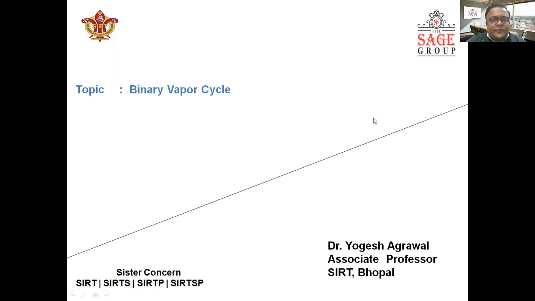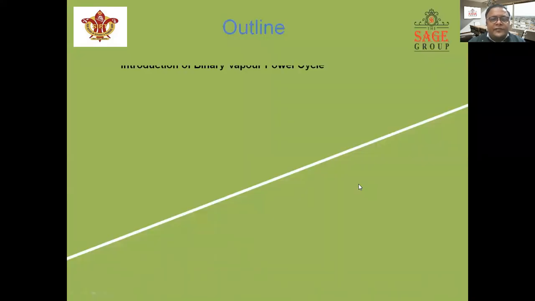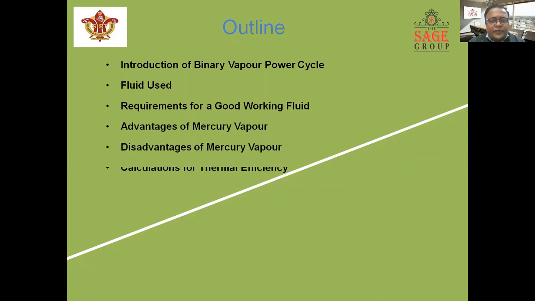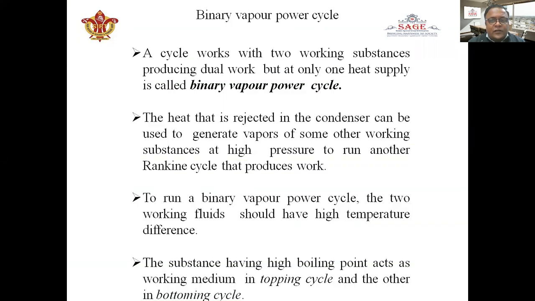Today I will discuss the binary vapor cycle. Before going to the main slide, the outline: introduction of the binary vapor power cycle, fluid used, requirement for a good working fluid, advantage of the mercury vapor, disadvantage of the mercury vapor, and calculation for the thermal efficiency. So this is the binary vapor cycle.